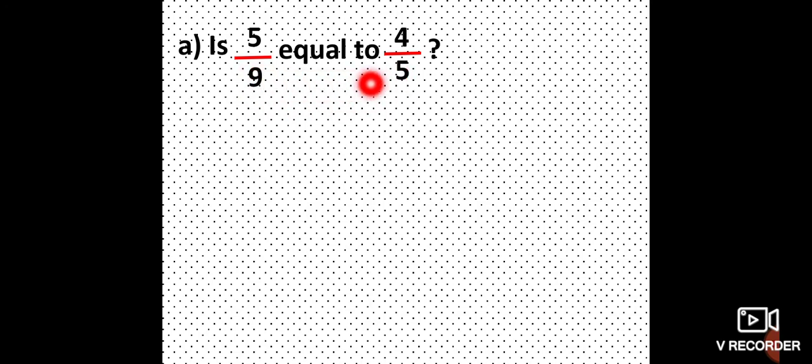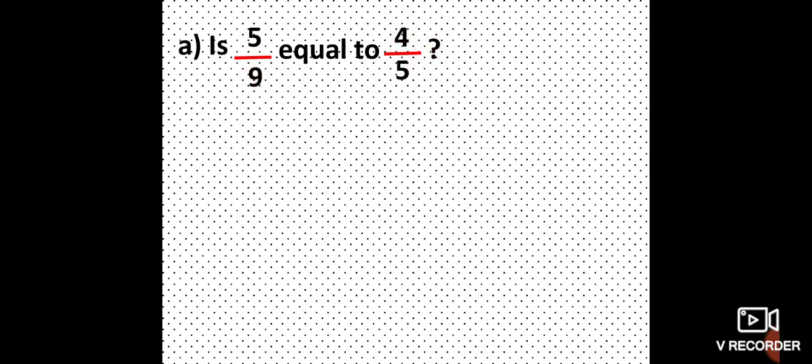Here, the denominators are different. If the denominators or numerators are equal, then only we can identify whether it is equal or lesser or greater. Here the denominators are different, so first we have to equalize the denominators. How do we equalize the denominator? Yes, we cross multiply. That means the first fraction is multiplied with the second fraction's denominator and the second fraction is multiplied with the first fraction's denominator. In a simple way, 5 by 9 multiplied with 5, 4 by 5 multiplied with 9.